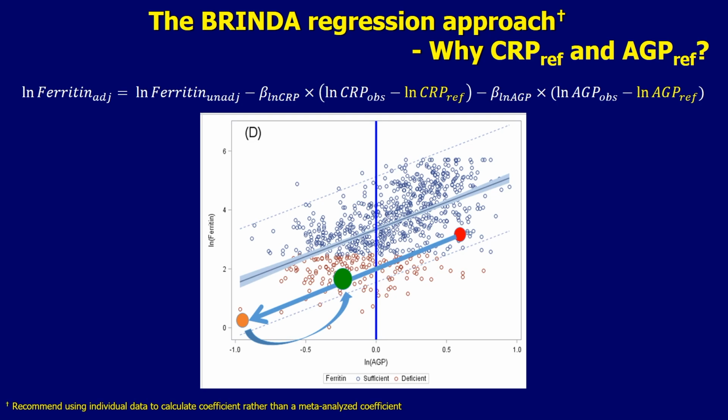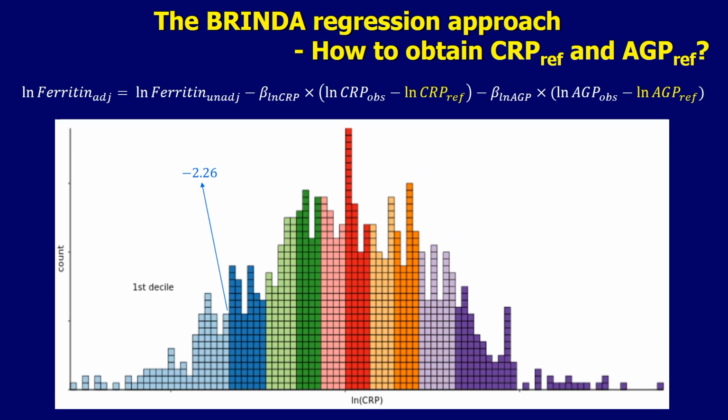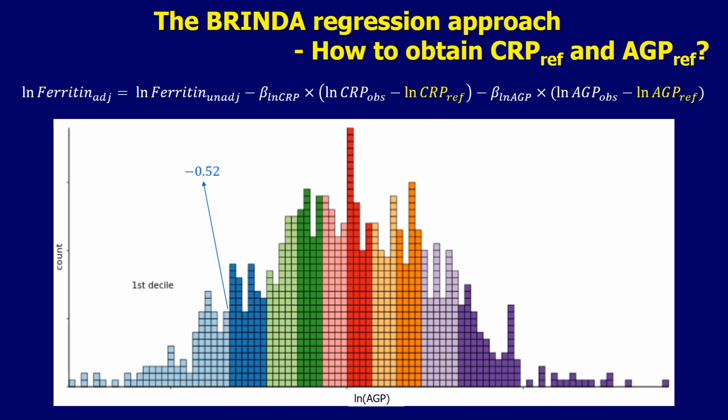Then how can we obtain the actual CRP and AGP reference values? Here we use the maximum values of the lowest decile that were calculated from BRINDA 1 datasets. For example, for CRP, we recalculated the first decile cutoff in R and got negative 2.26 for log CRP reference, and negative 0.52 for log AGP reference.